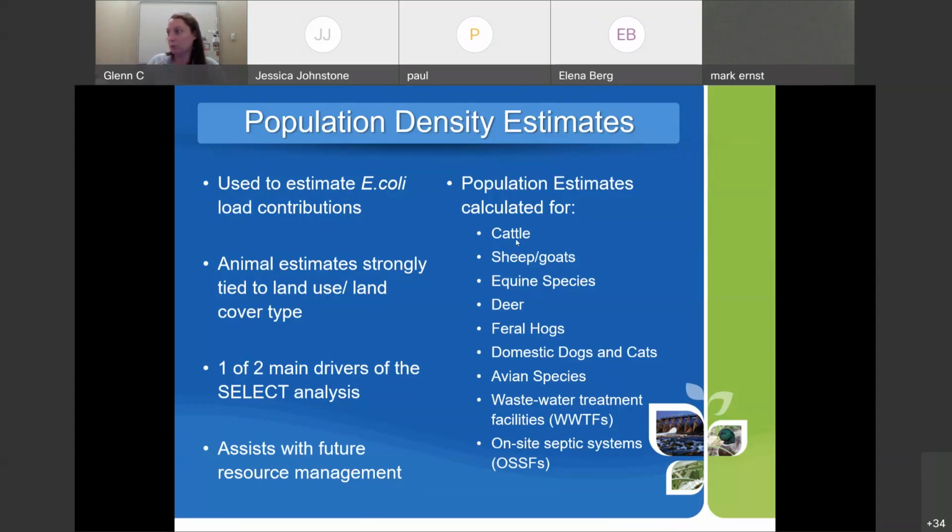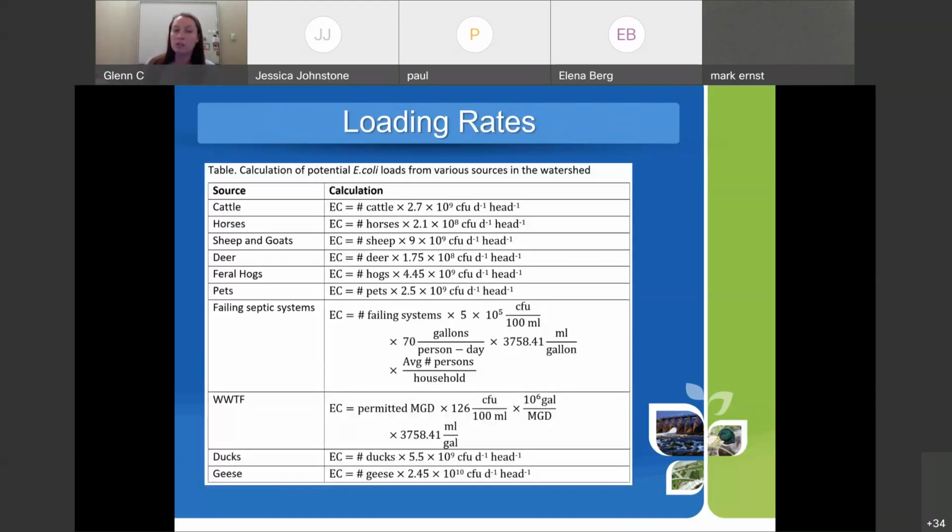So we looked at multiple populations. We brought this to our steering committee and we agreed this was a good list. If you think we're missing something, please let us know. These loading rates are the potential E. coli loads produced from these specific sources. This production rate comes from literature, mostly from the EPA.